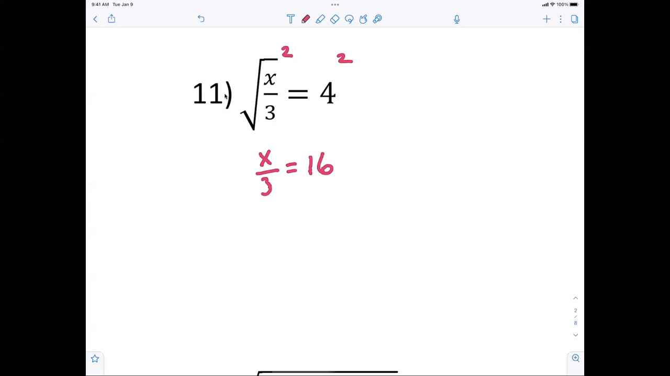Okay, now I'm into the division. So you just multiply by 3. Right, now you multiply by 3. So now we know X is what? 48. X is 48. Oh, so if it's inside. Yes, we're isolating the radical. That means get the radical by itself.